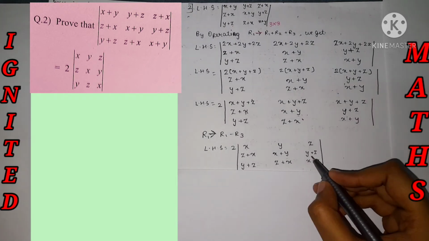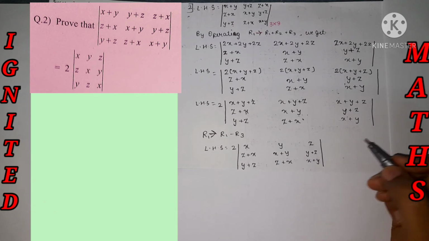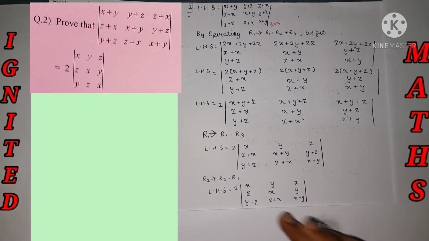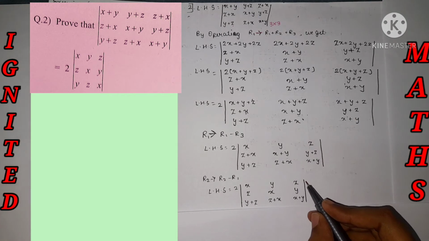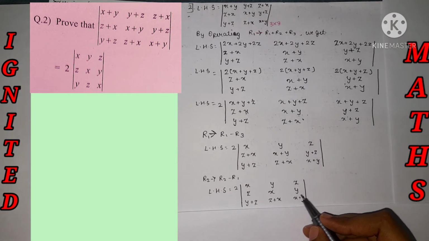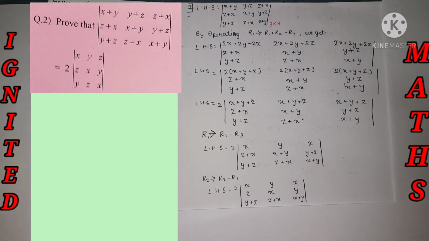And at my a23 element, that is nothing but y plus z, subtract by the z, we will get the answer y. Yes, so this is how we need to do it. Okay, if we do the calculation, we will get the answer in such a way. Here row 1 and row 2 are absolutely the same as the RHS. The only thing left is row 3. The same operation we need to do.